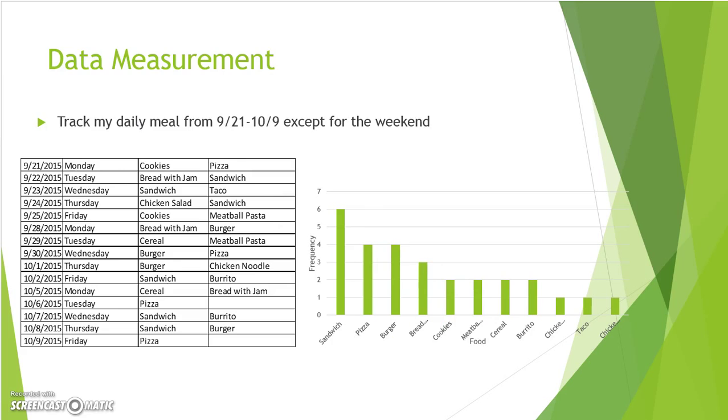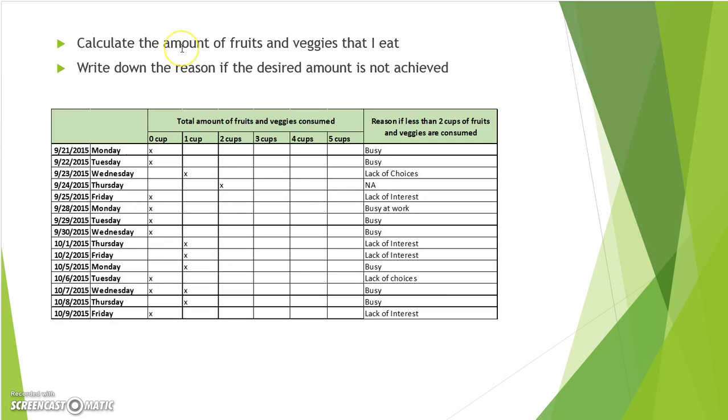The next thing I did was calculate the amount of fruits and veggies that I ate and also write down the reasons. Again, 15 days of data collection. There is only one day that I had enough, with 2 cups of fruits and vegetables consumed. For the rest of the 14 days, I was way below the target. So I wrote down the reason why it was not achieved.